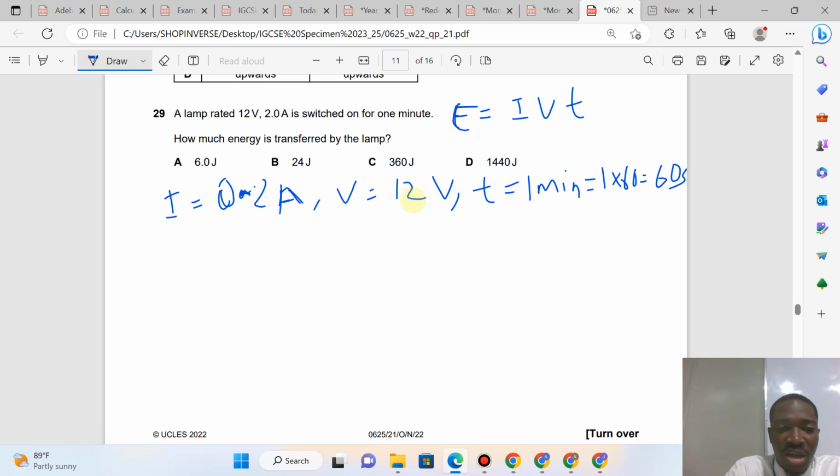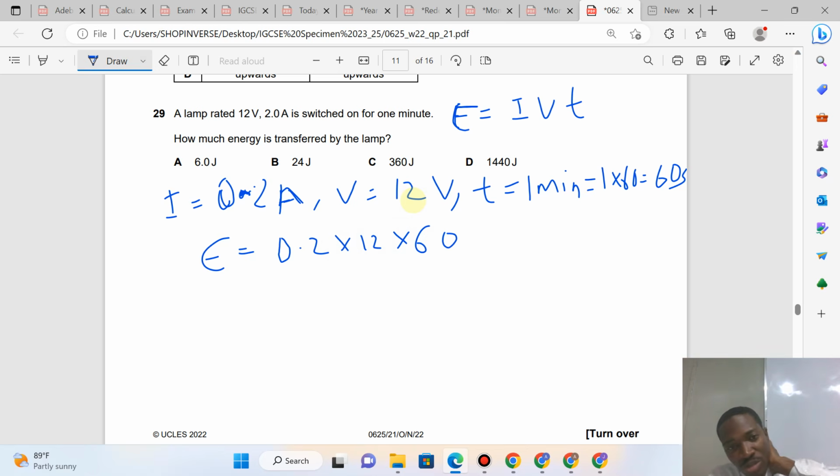Now let's use the formula for energy, IVT. So our current is 0.2, our voltage is 12, and our time is 60 seconds. 0.2 multiplied by 60 will give you 12, and 12 multiplied by 12 will give you 144. So our answer is 144. No, it's not there. What am I missing?